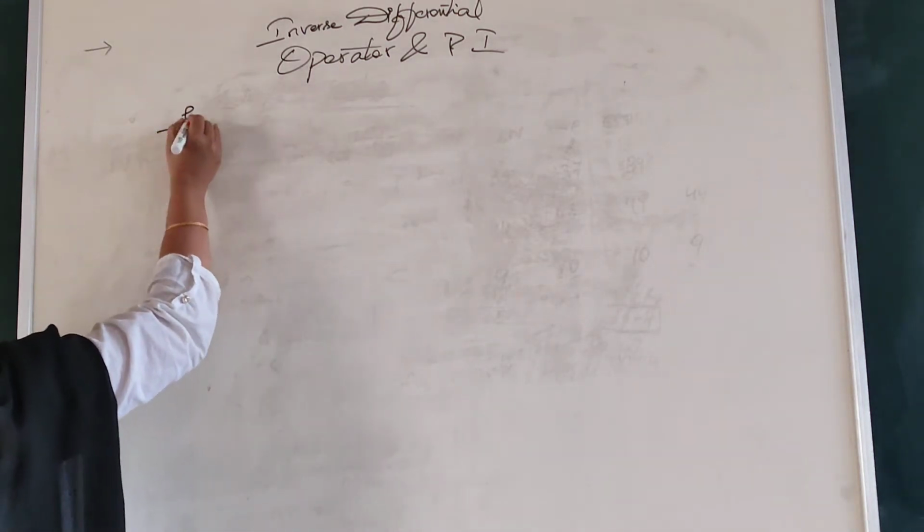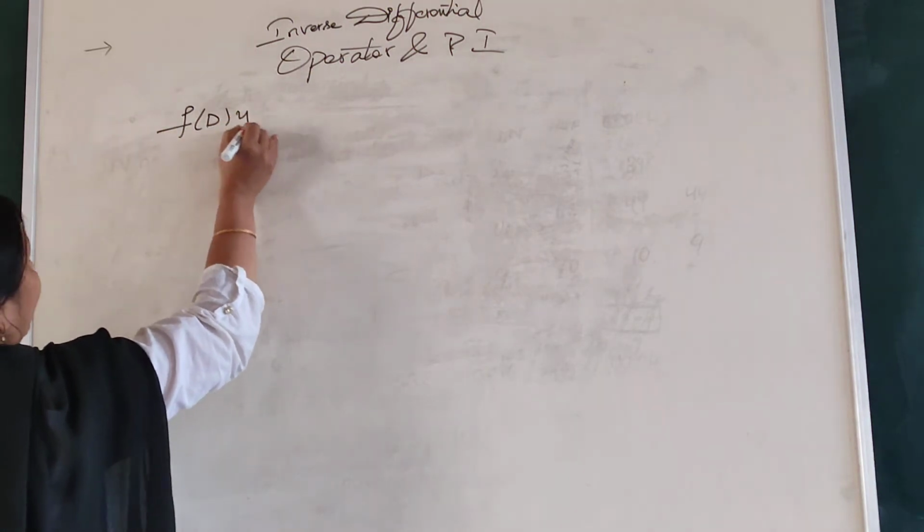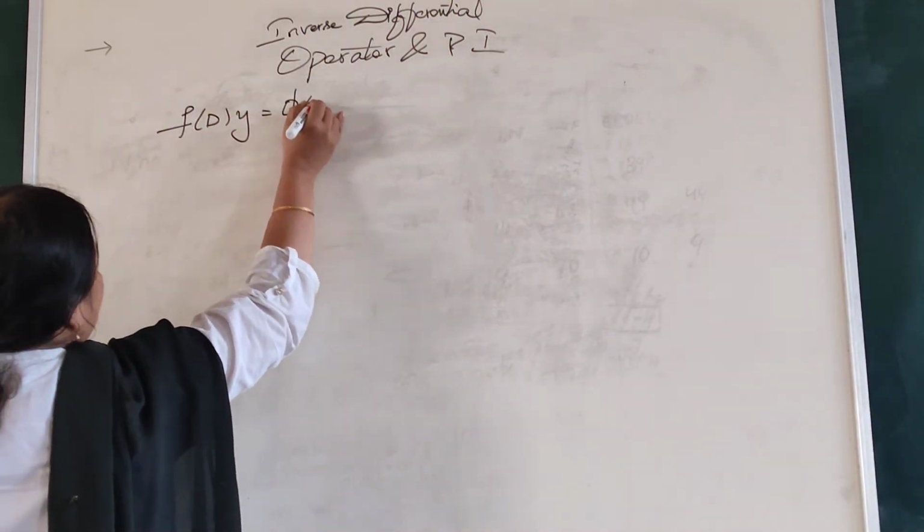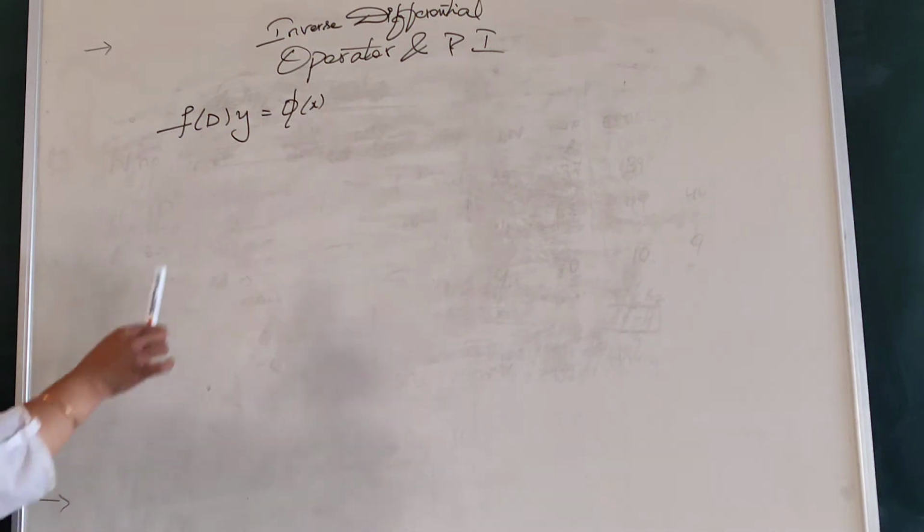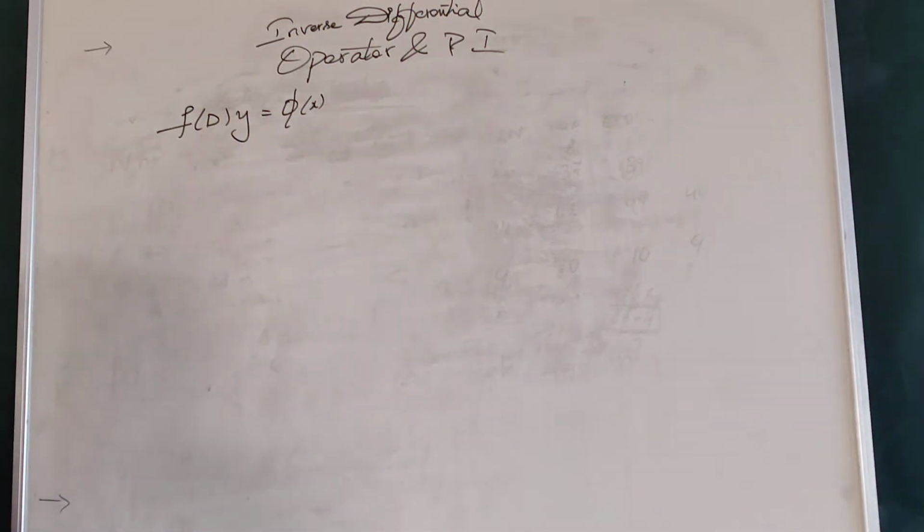in general by f of D into y is equal to phi of x. Here, phi of x is not equal to 0. So, such an equation is said to be a non-homogeneous linear differential equation with constant coefficients.